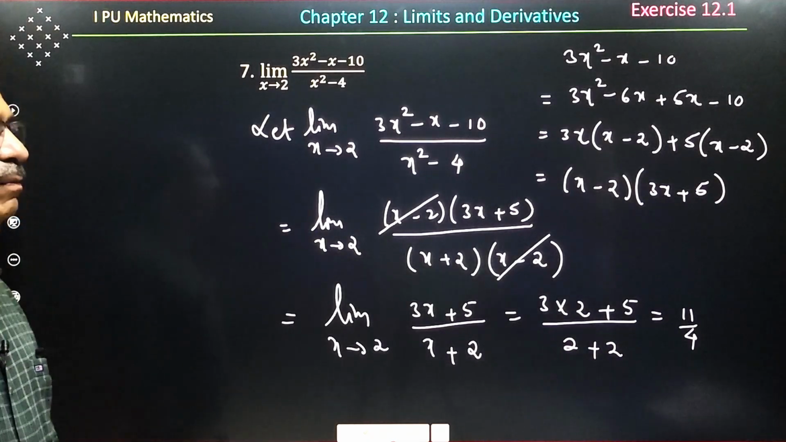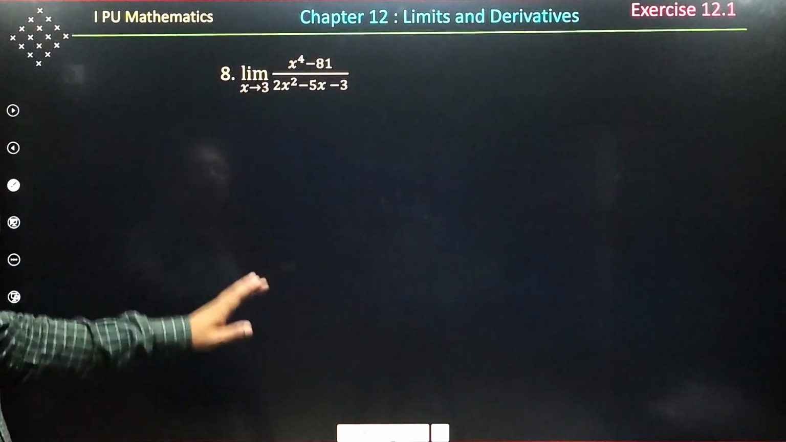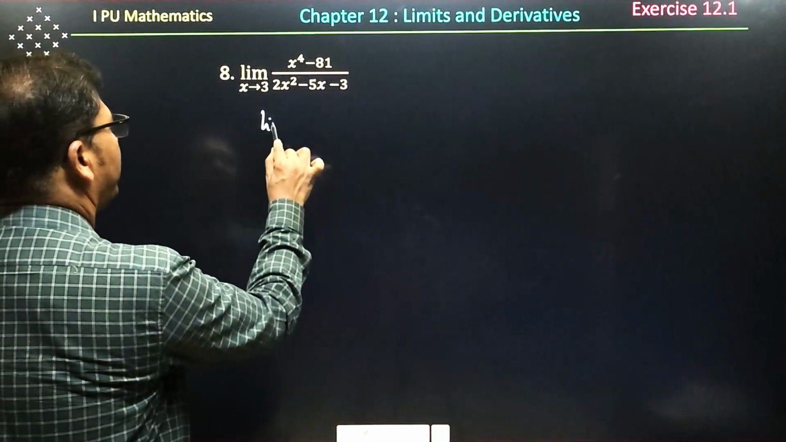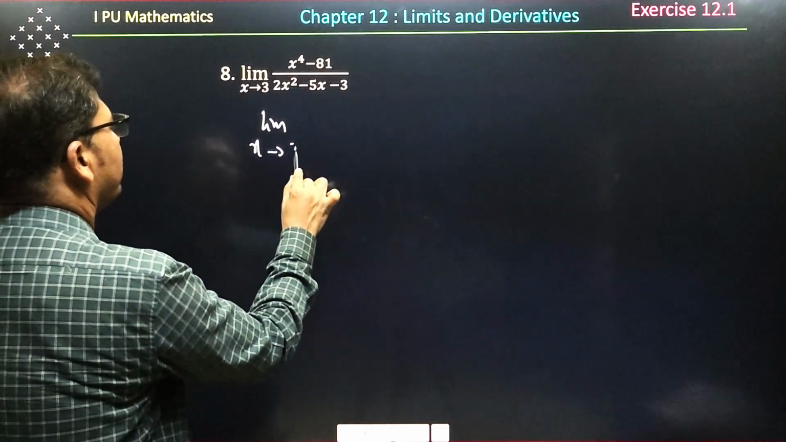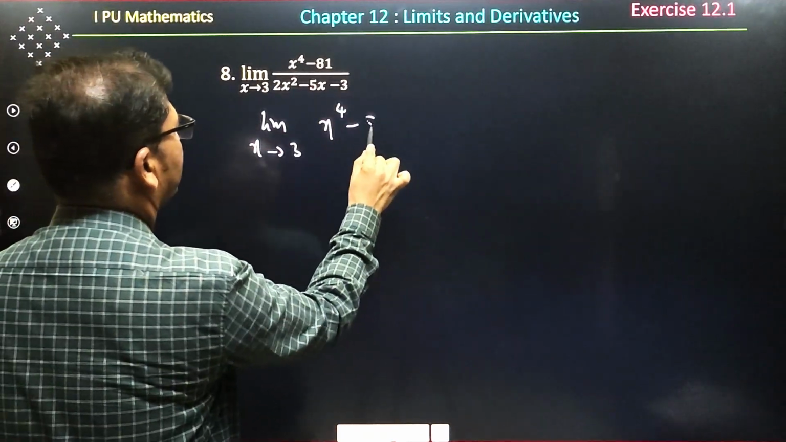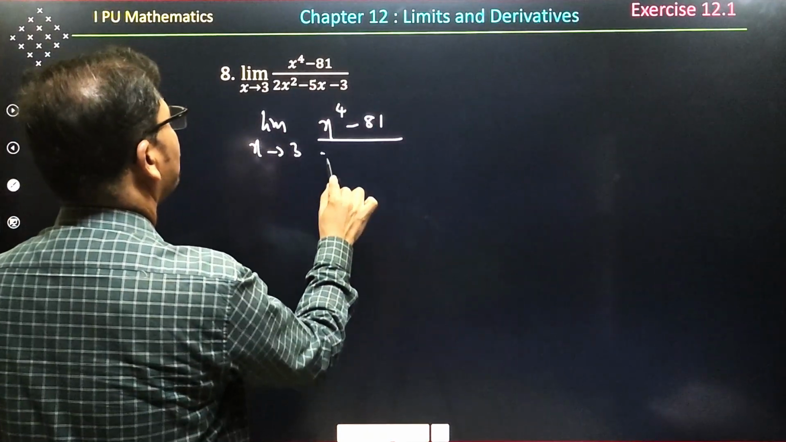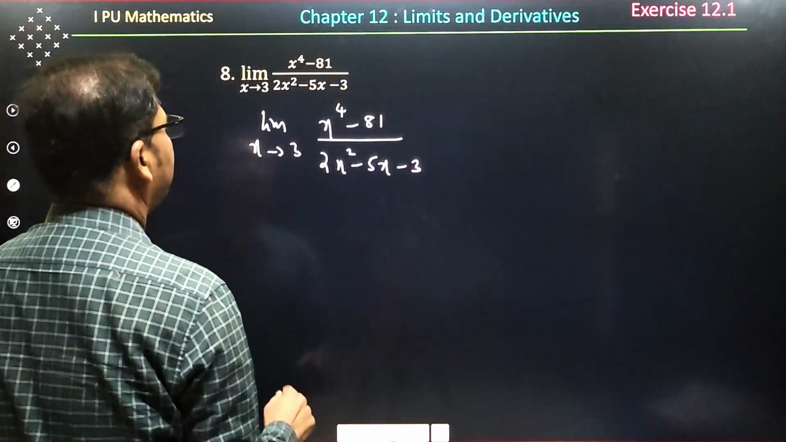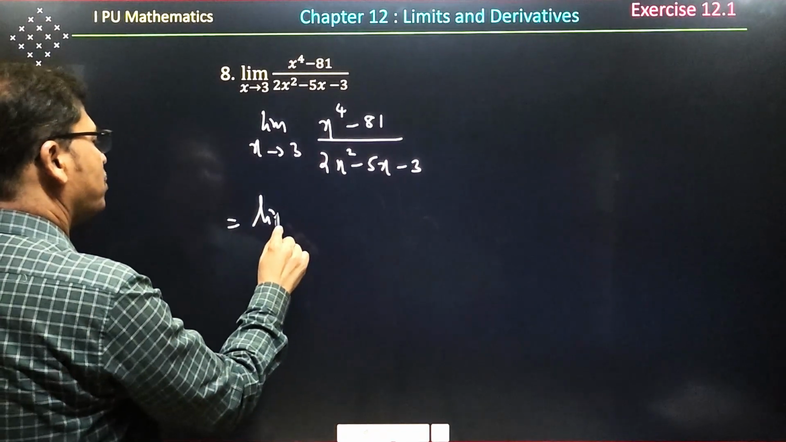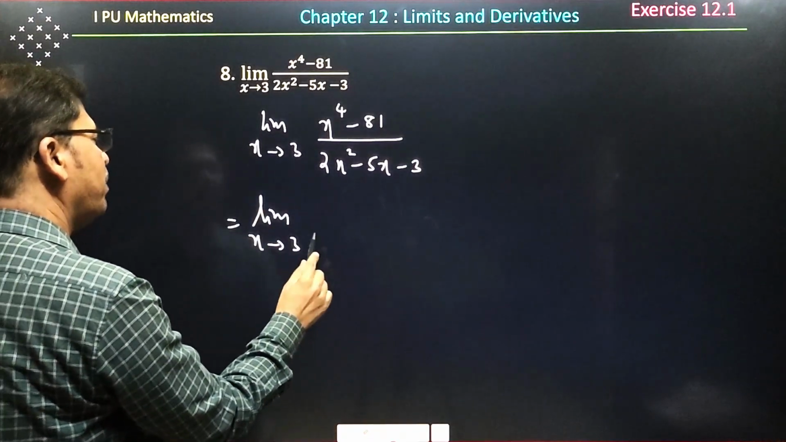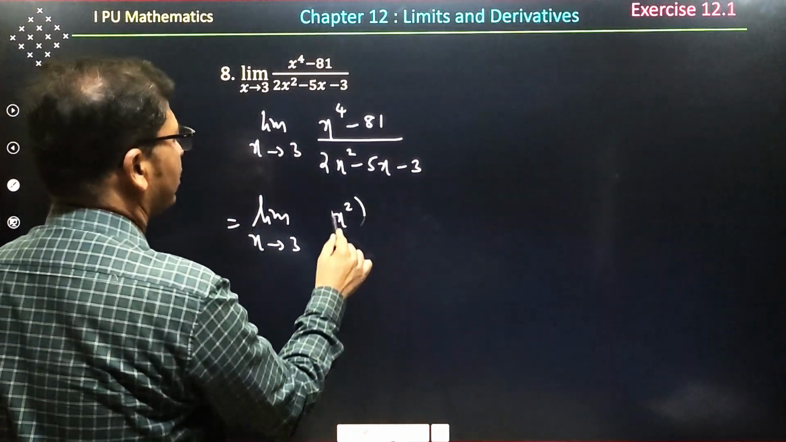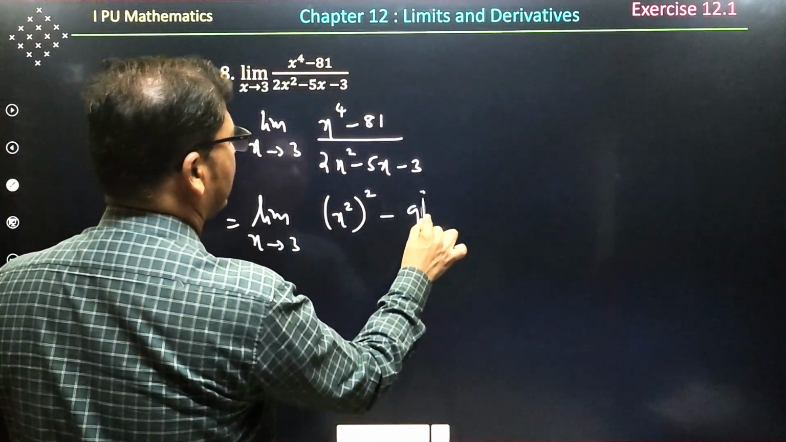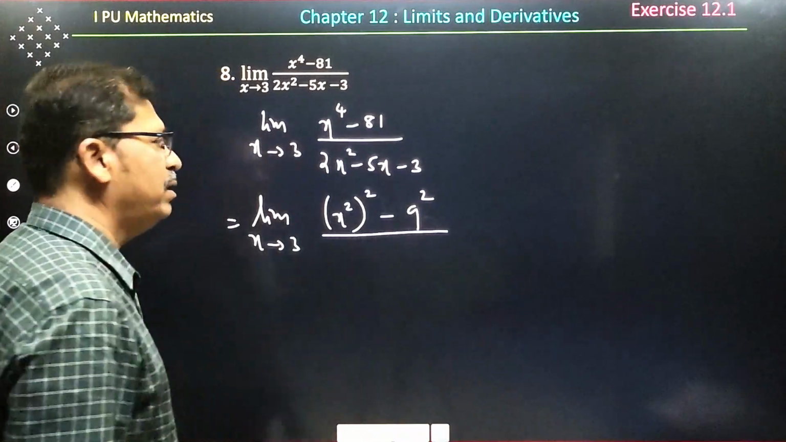Very easy, simple question. Let us move to the next question. Limit x tends to 3, x raised to 4 minus 81 divided by 2x square minus 5x minus 3. This can be written as x square whole square minus 9 square, 9 square is 81.